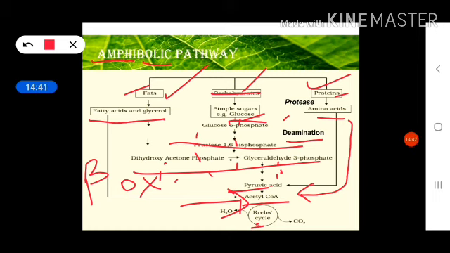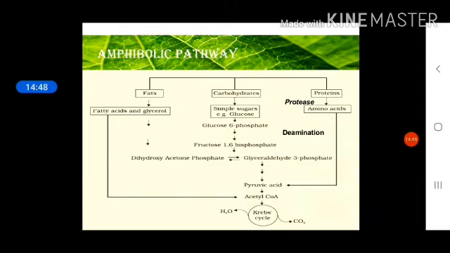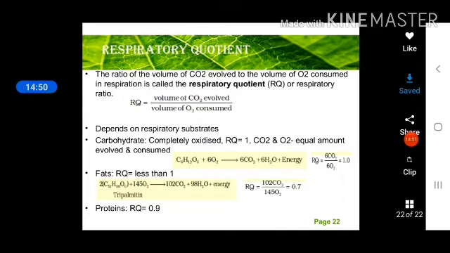Similarly for proteins, when we calculate, it is also less than 1 but more than the fats. So for proteins, the respiratory quotient value is 0.9. So you have to remember all these examples and this ratio.